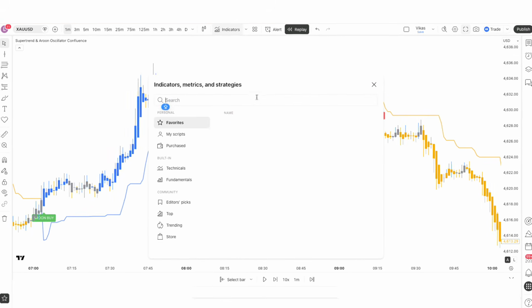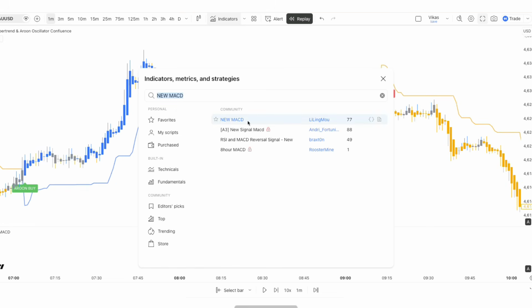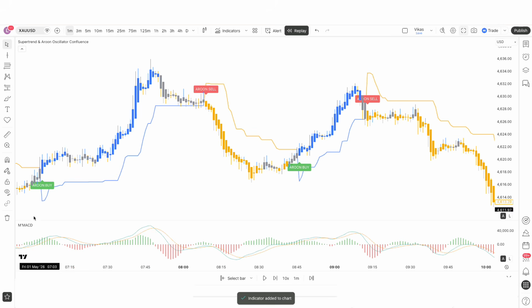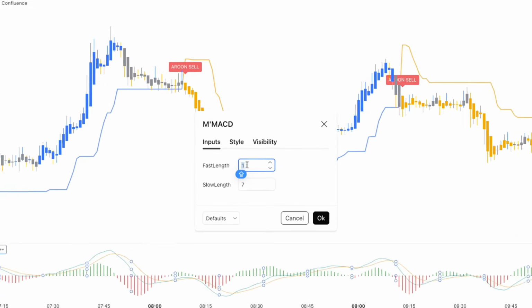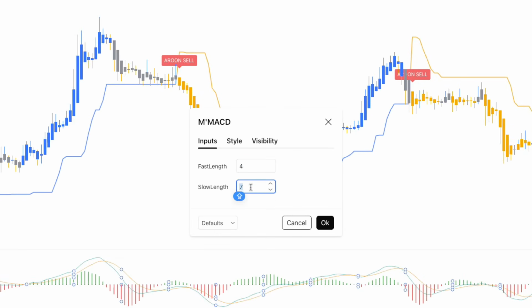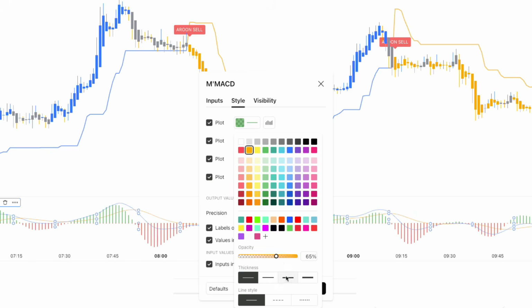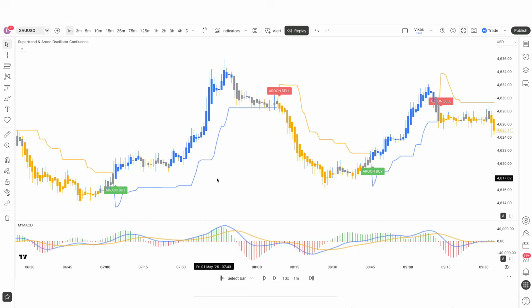Let's go to the indicator search, type New MACD and select the one called New MACD, created by Liling Mao. Now let's access the settings of this indicator so we can modify it to suit our strategy. We change fast length 1 to 4, after that change slow length 7 to 18, after that change plot color. And here everything is fine. After that, click OK. Now our setup is ready.